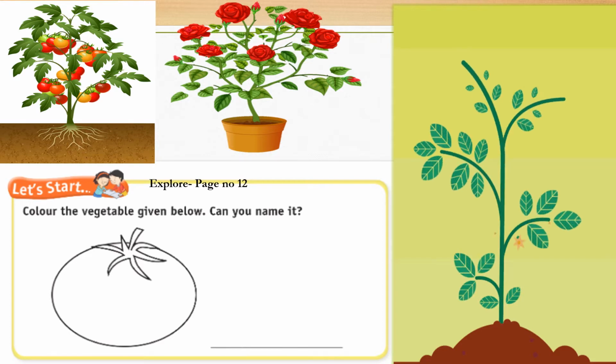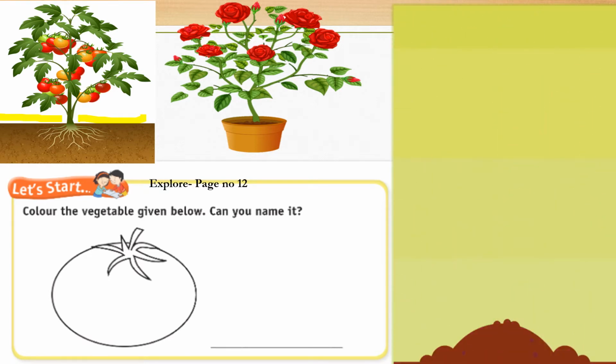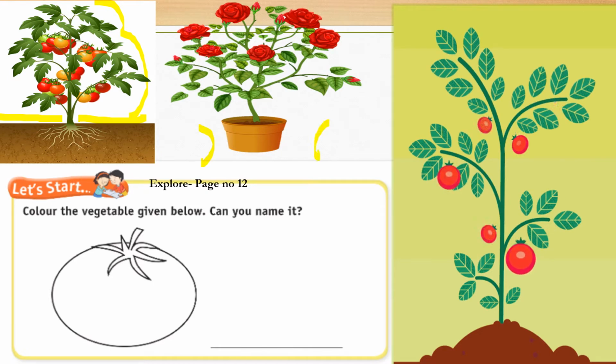Now you can see over here two plants. One plant is a tomato plant. Lots of tomatoes hang on the plant, right? And in a pot there is a rose plant. Lots of red roses we can see.